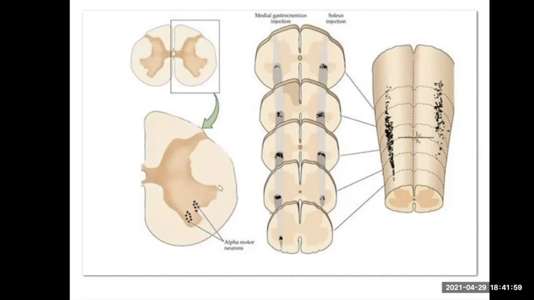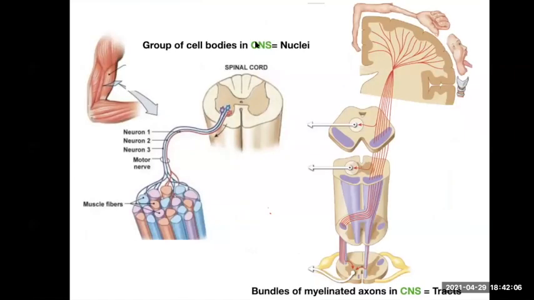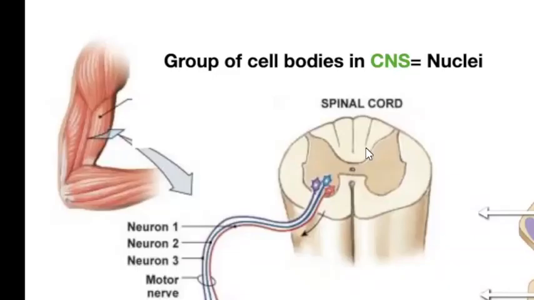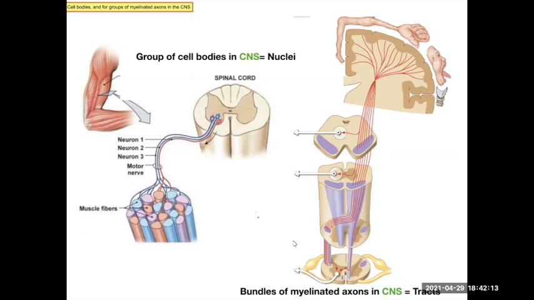Nuclei, groups of cells, and this one is controlling a very specific area of the arm. This one is controlling another one. So groups of cell bodies in the central nervous system, like these three over here, are called nuclei. Bundles of myelinated axons, like this, coming from the brain over here, going through the brain, tracks of white matter, going down all through the spinal cord. That's going to be tracks.